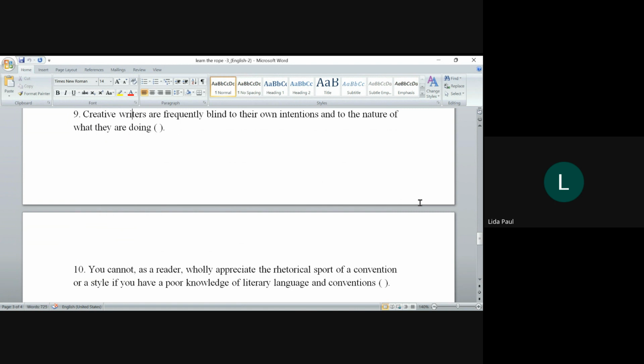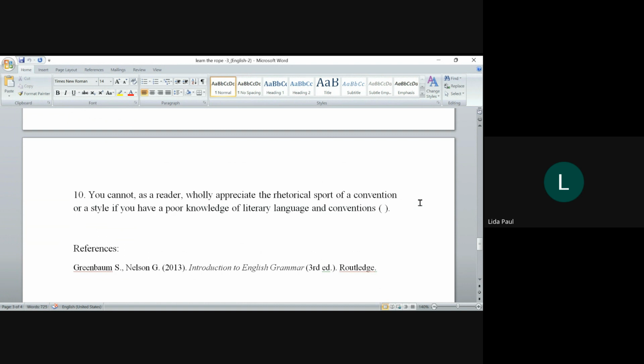And what kind of subordinate clause? Noun clause, right? Usually what clauses are nominal in nature. So if you see that in a sentence, then you can mark it off as nominal straight away, or noun clause. The last one in this exercise: you cannot as a reader wholly appreciate the rhetorical sport of a convention or a style if you have a poor knowledge of literary language and conventions. Easy one, it's lengthy, so people may get a little confused. It's a simple sentence. It's just long.